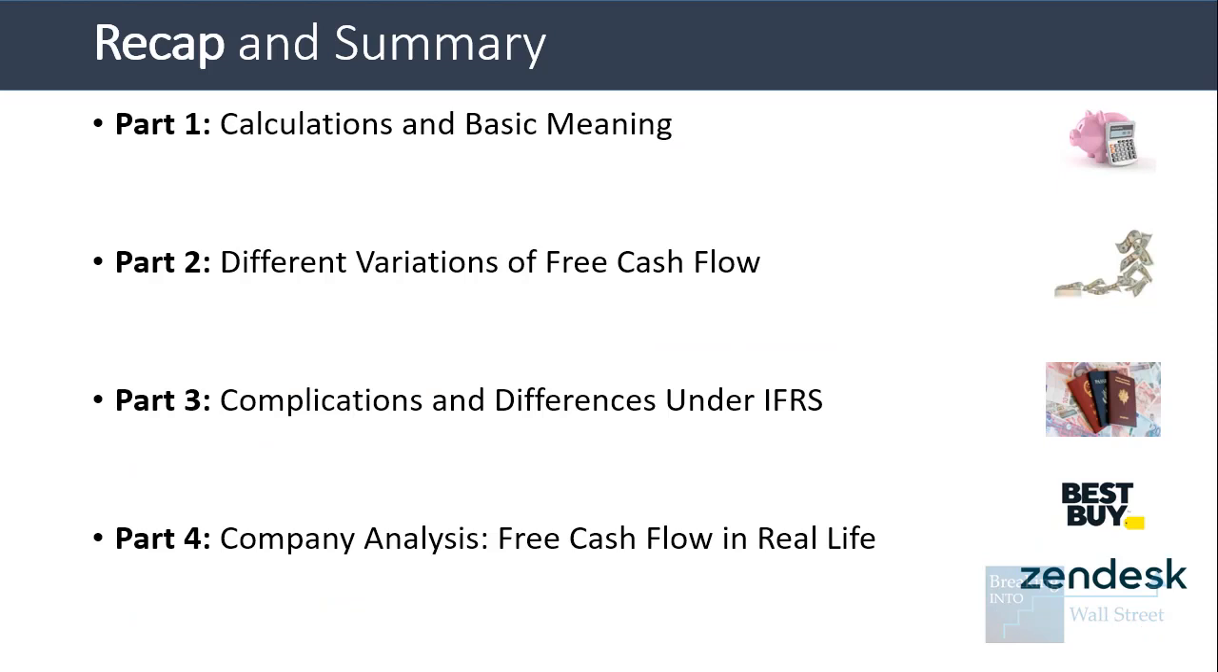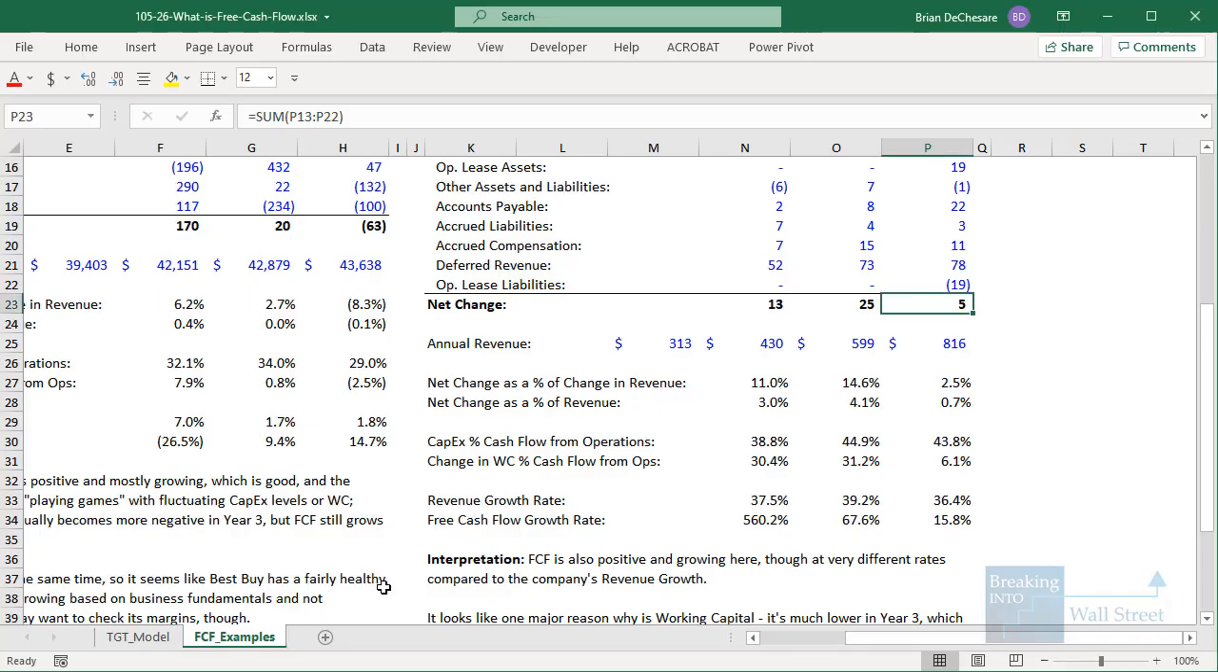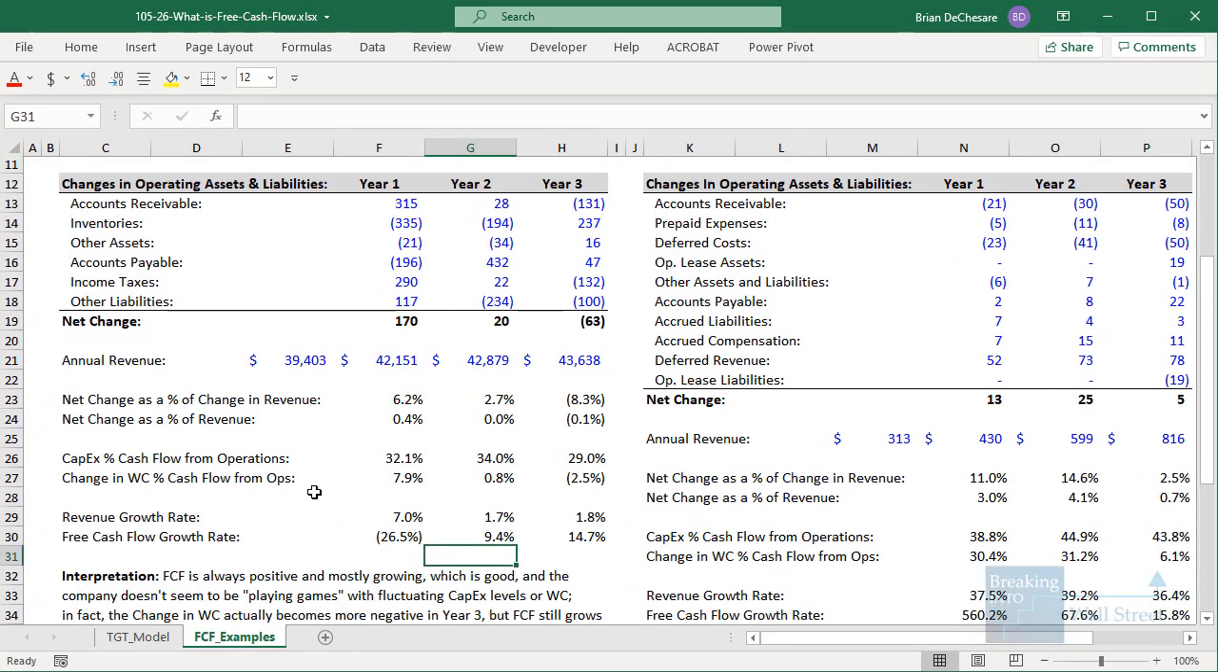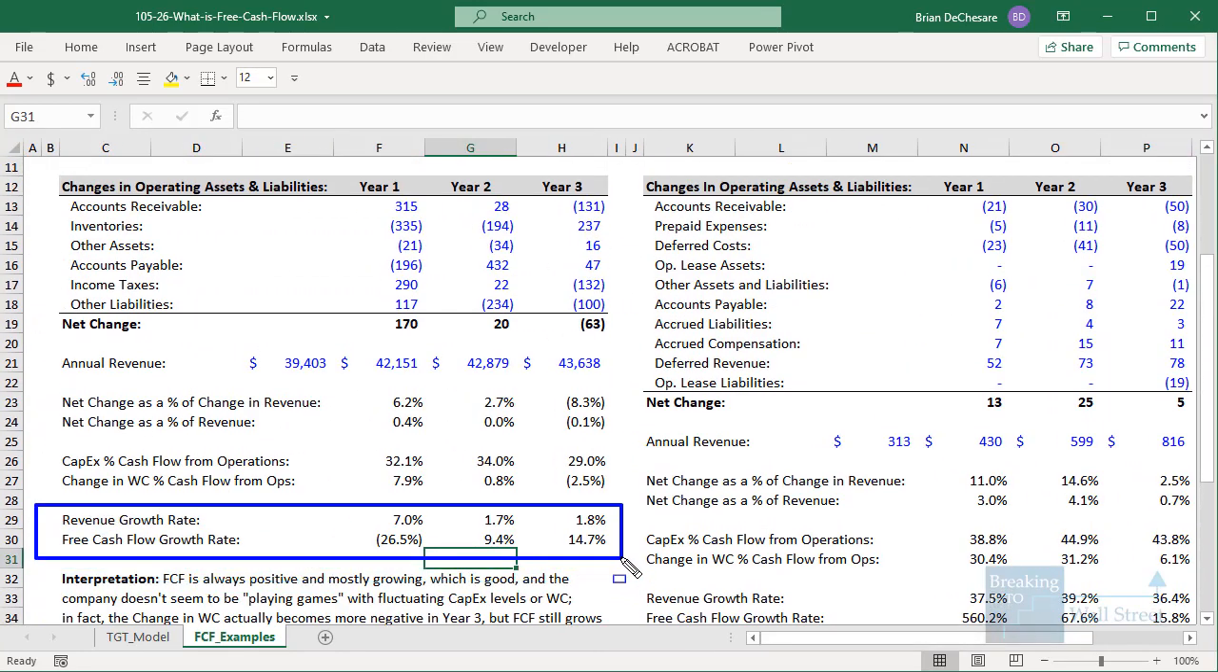And then finally, we saw what these numbers look like for Best Buy and Zendesk and how both companies seem fine on a free cash flow basis, but once you dig into the numbers, you see some reasons to be concerned. With Best Buy, for example, it seems like since free cash flow is growing far more quickly than revenue growth, part of it is explained by falling CapEx, which is usually not a good sign. Part of it might be explained by changing margins.